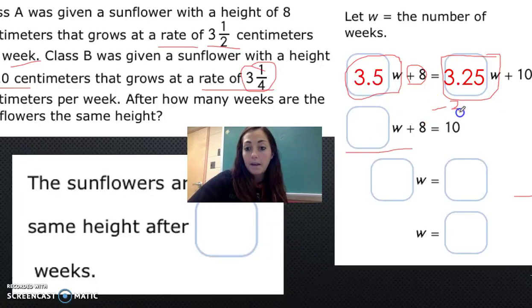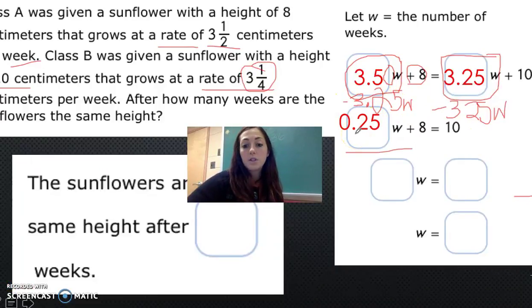I can take away 3.25 W's from both sides. And 3.5 W's minus 3.25 W's. Well, think $3 minus $3 is no dollars. And then 50 cents minus 25 cents, right? Because here's my decimal. Minus 25 cents is 0.25 W. Plus 8 equals 10.